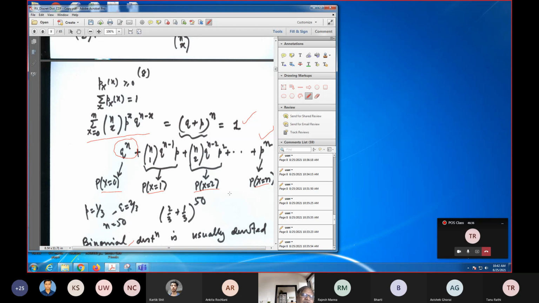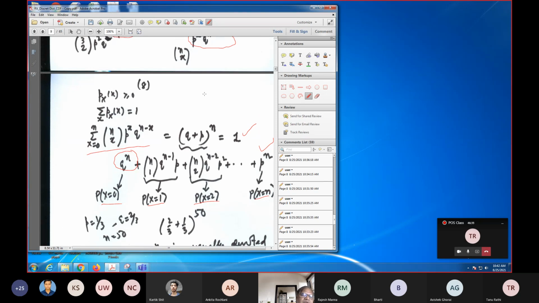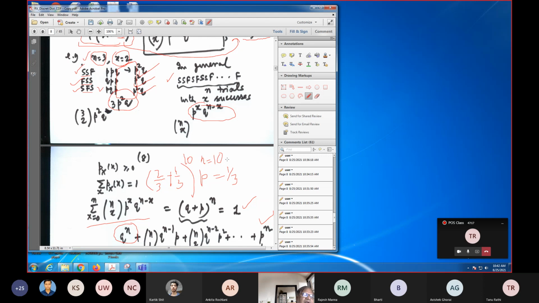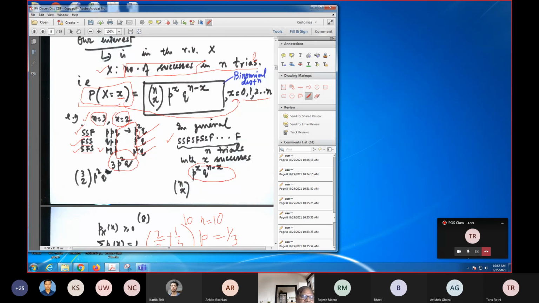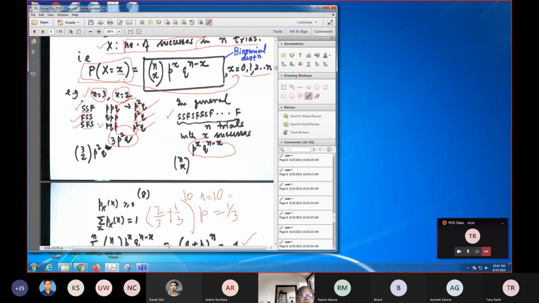Sometimes what students do is, if p and q are given, say n is 10 and p is 1 by 3, then q will be 2 by 3. If you have to expand, you can write 2 by 3 plus 1 by 3 to the power 10, expand using the binomial theorem, and then extract the corresponding probabilities. This is one way, or you can directly calculate, for example, the probability of getting 5 successes if n and p are specified. You can directly substitute and get it.